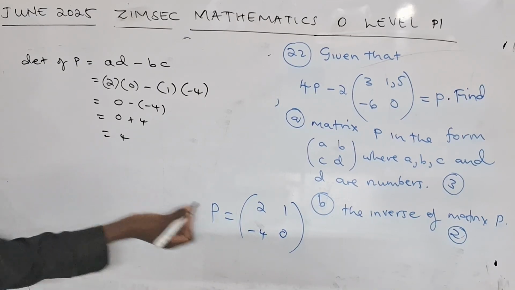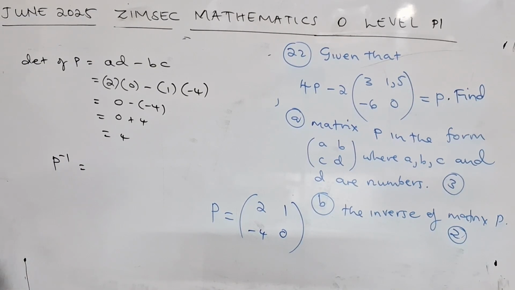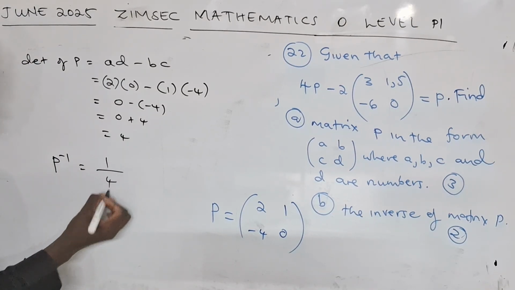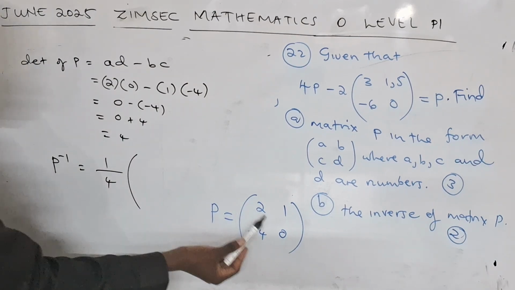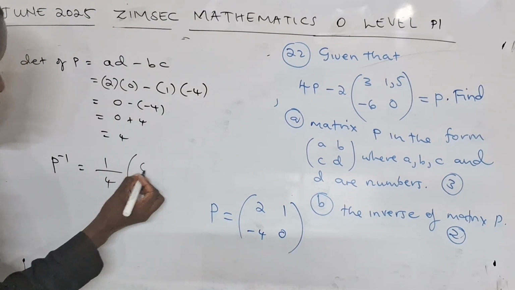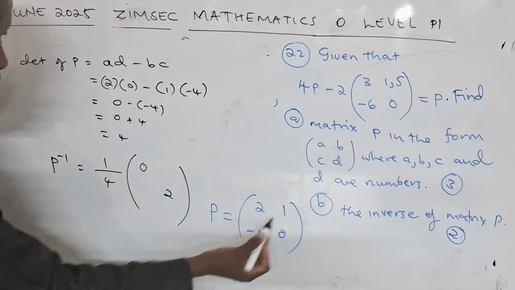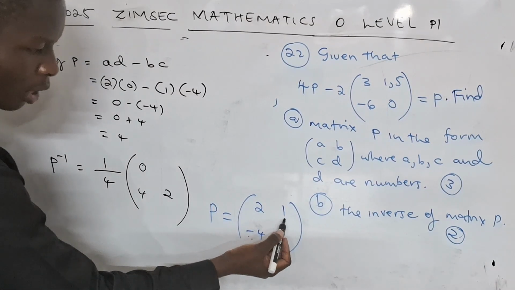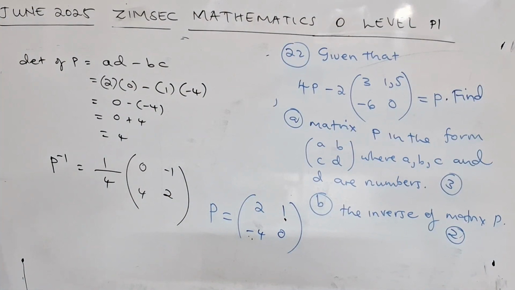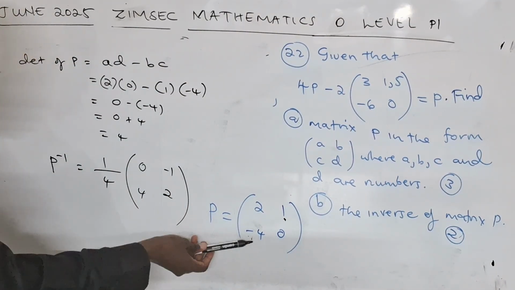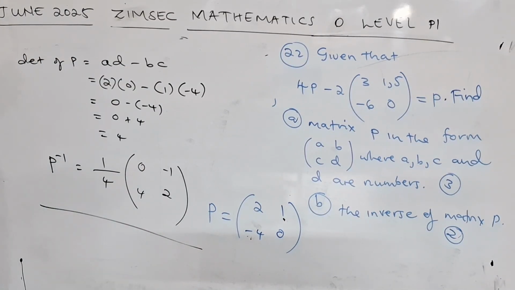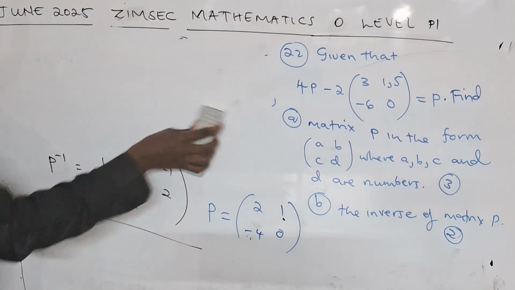Now, the inverse, this is P to the power negative 1, right? The inverse of P is equal to 1 divided by the determinant multiplied by, you change the position of these two: 0 will come here, 2 will come here. And here you multiply this number by a negative, you get a 4. You multiply this number by a negative, you get negative 1. In other words, you change the sign of these numbers. If it is negative, it becomes positive. If it is positive, it becomes negative. So this is the final answer. Let's move on to question number 23.